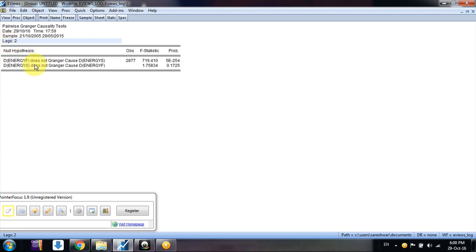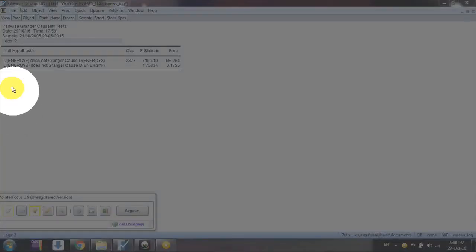So friends, how to interpret these results? These are the null hypotheses they have mentioned here. The first null hypothesis is first difference of energy futures, or what can I say here, returns or price changes in energy futures doesn't Granger cause the returns of energy spot. Simply, future doesn't lead spot.